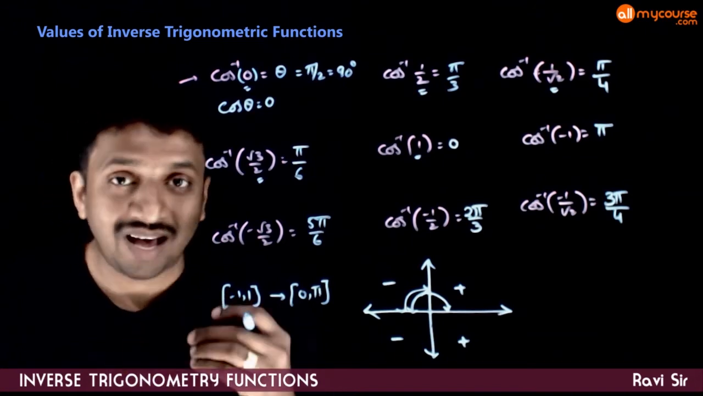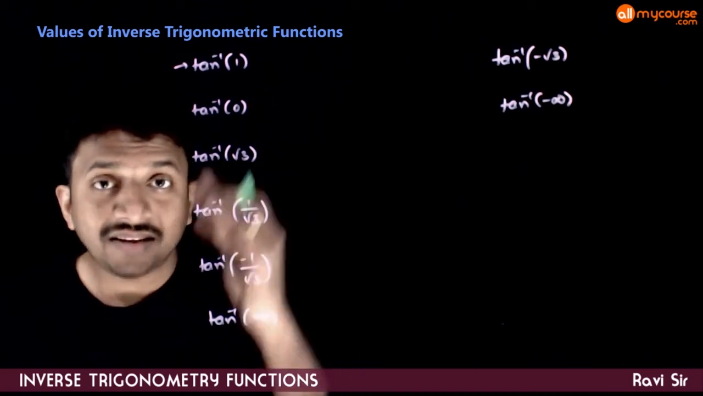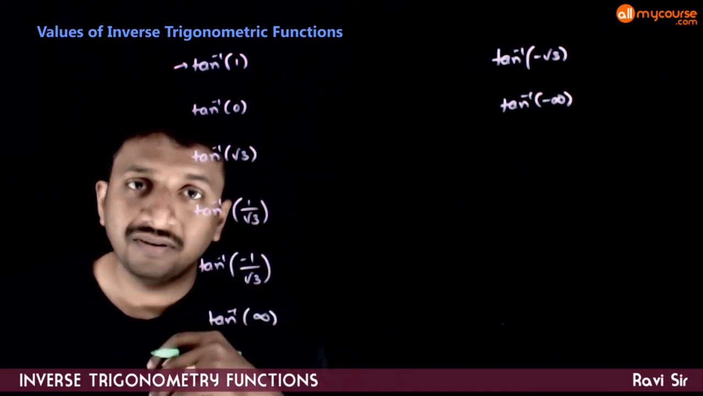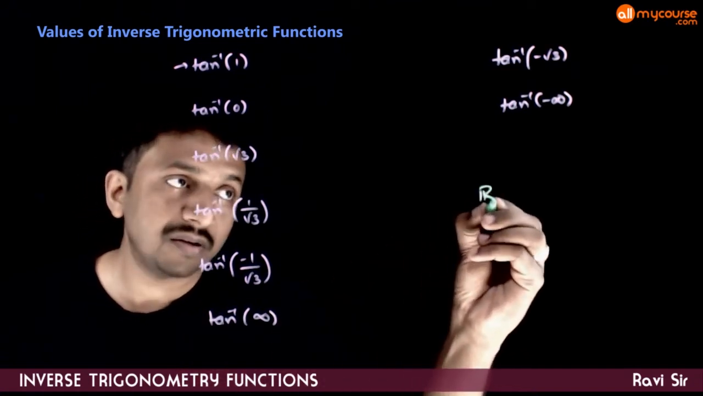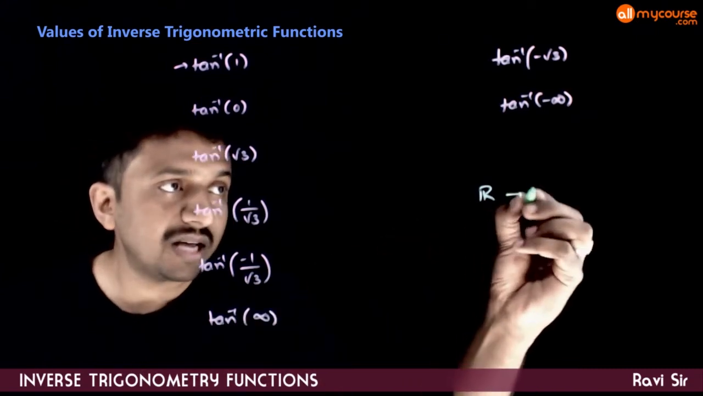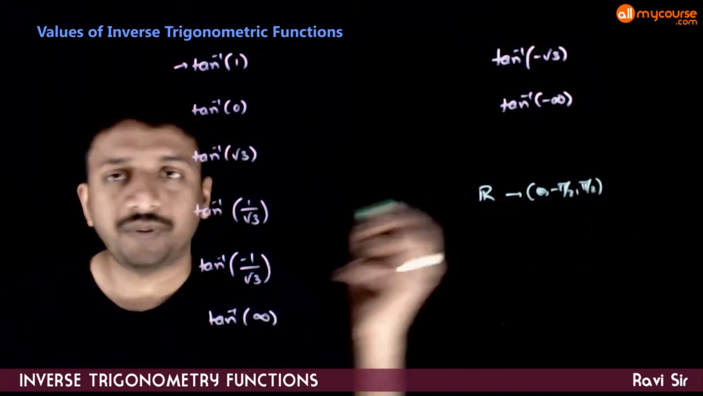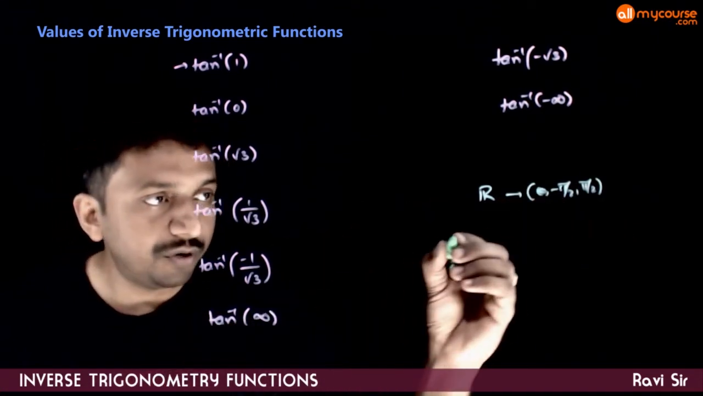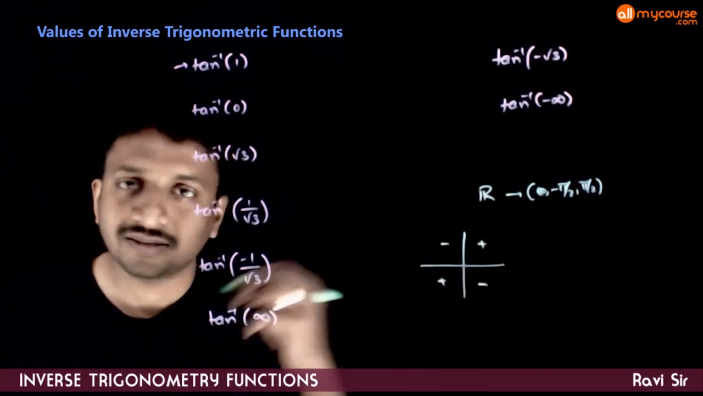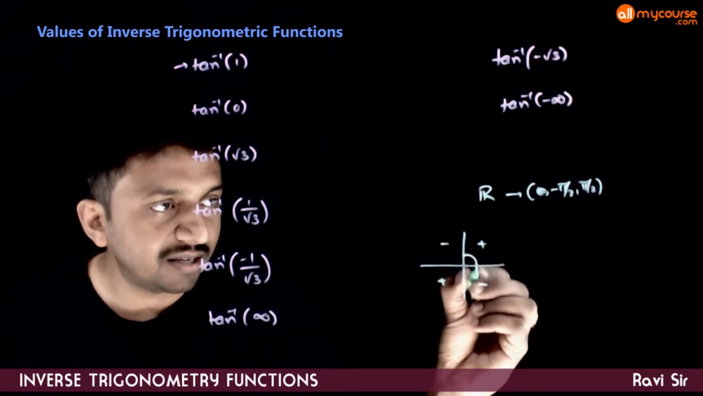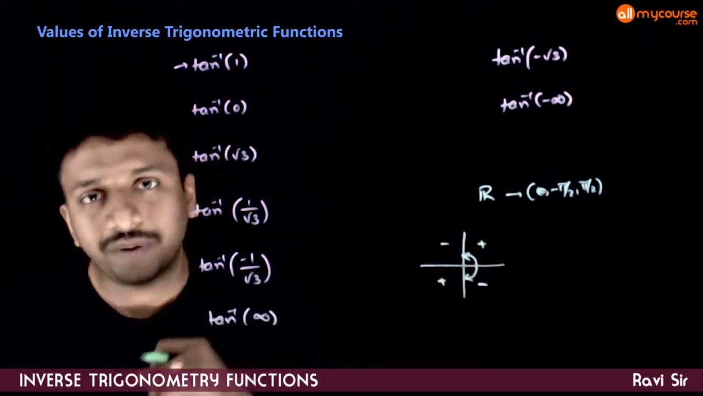Next, let us go for the values of tan inverse, tan inverse of certain numbers. Tan inverse takes in values which are real numbers and gives out values which are in between minus pi by 2 and plus pi by 2. If you draw the quadrant diagram for tan, plus minus plus minus, our range is in the 4th and 1st quadrants, from minus pi by 2 to pi by 2.